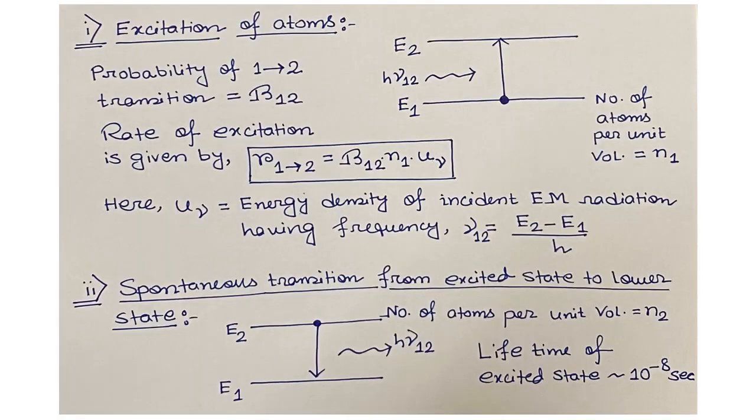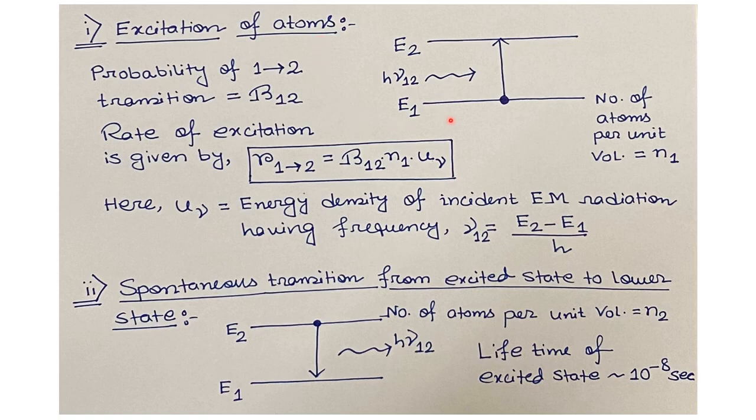In the previous slide, we have already discussed the three atomic transition processes which are involved in the laser. We'll again visit those three processes in detail. We'll construct some mathematical equations for each process and connect those equations to construct the basic theory of laser. So the first process was excitation of atoms.